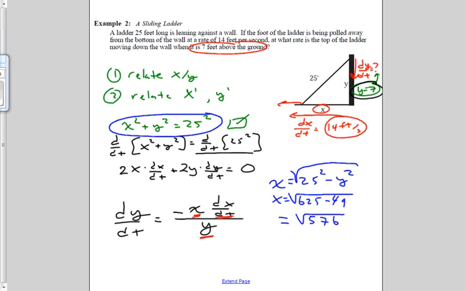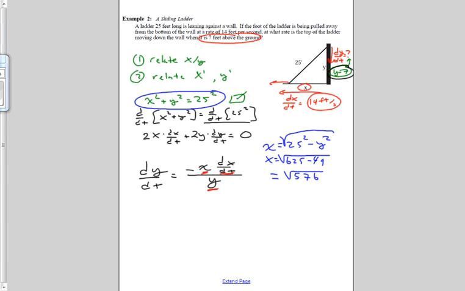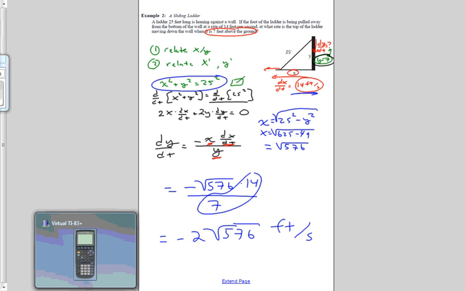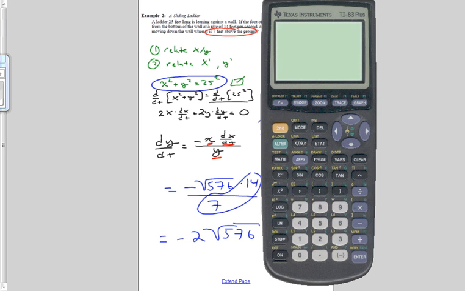Okay, so then dy/dt, or the change in y with respect to time, equals negative x, where x equals the square root of 576, times dx/dt. Well, dx/dt is 14, all over y, and our y value is 7. So this equals, simplifying, negative 2 times the square root of 576, and it should be feet per second. And it makes sense that that value is negative because as I pull the ladder out from the wall, the height of the ladder on the wall should be going down.